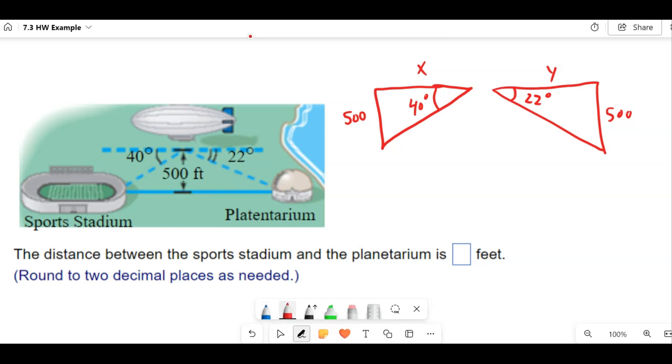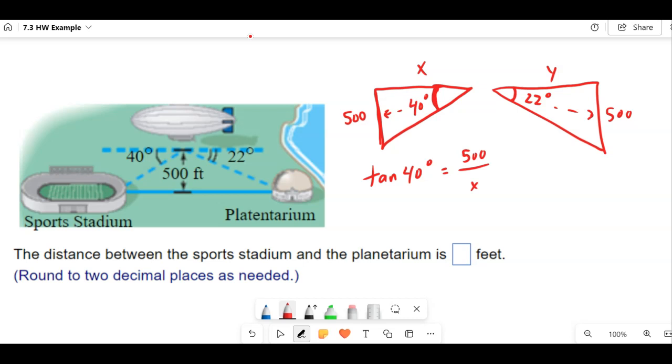So the key here is to be able to come up with a trig function that describes a relationship that allows us to solve for x. In this case, x is adjacent to the 40, y is adjacent to the 22, and then the 500 is opposite the 40 and opposite the 22. So we have adjacent and opposite, so typically in that case you would use tangent. So the tangent of 40 is equal to opposite 500 over adjacent x.